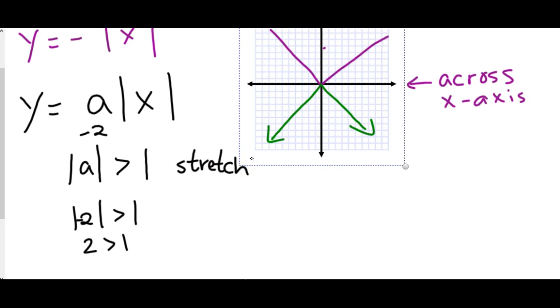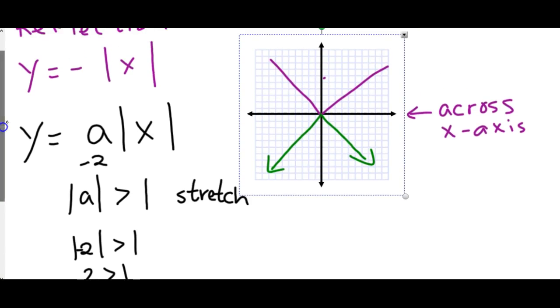And when you stretch it, it is going to move closer to the y-axis. This is what a stretch looks like. We went from purple to blue, and it brought us in closer to the y-axis.